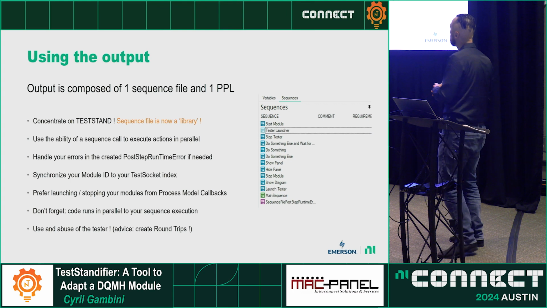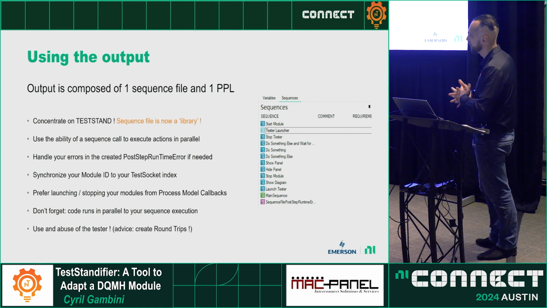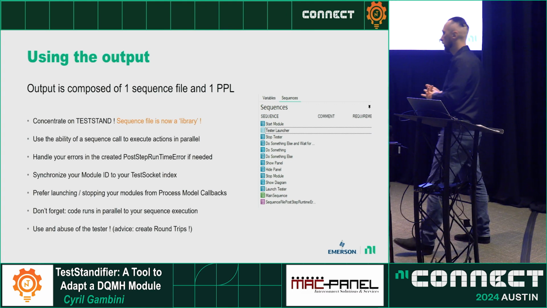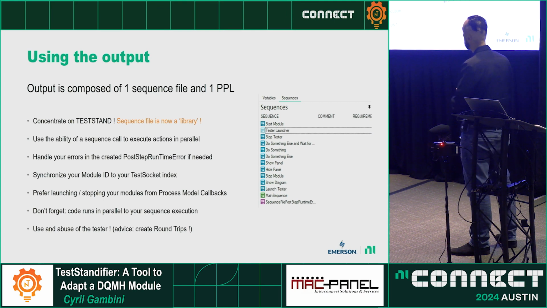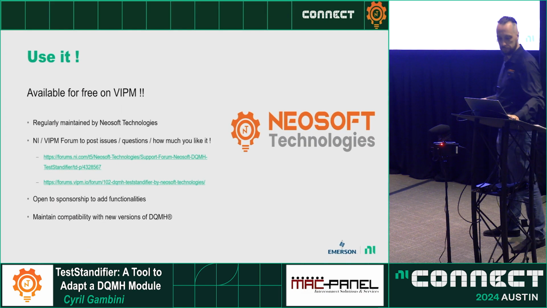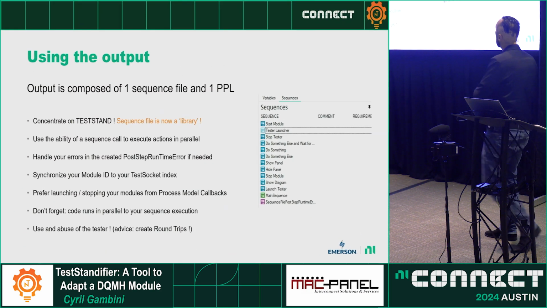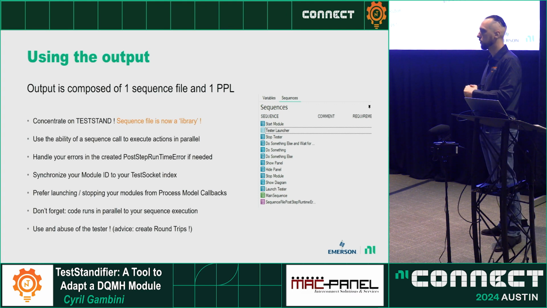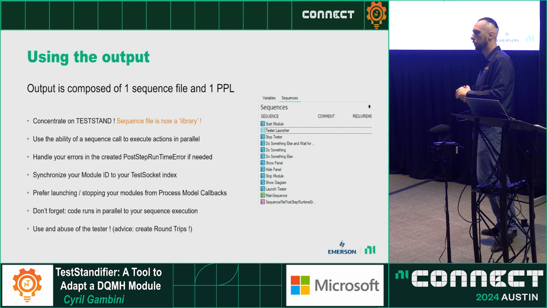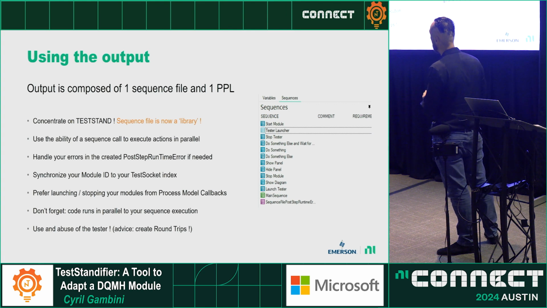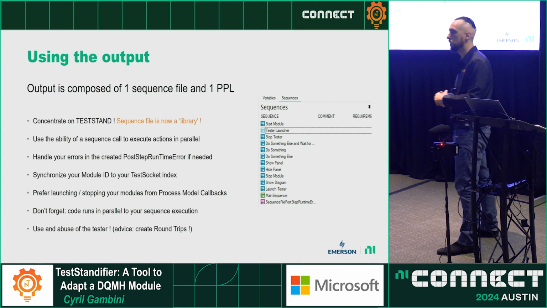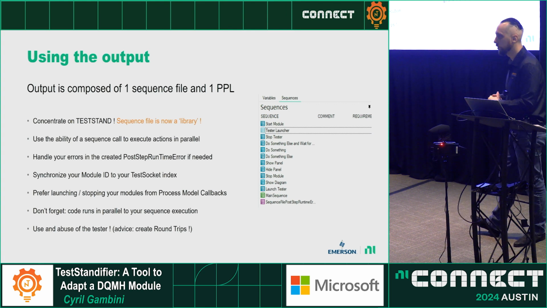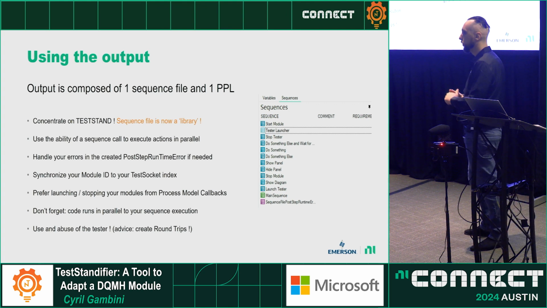And so the output, what you get from the TestStandifier when the TestStandifier modifies the module: you get a PPL, I told you before. Anyway, and you get a sequence file, so definitely that is your output. The PPL, keep it. You can use it by yourself if you want, but as a TestStand developer, you should only use what's inside the sequence. The sequence is actually now your library.